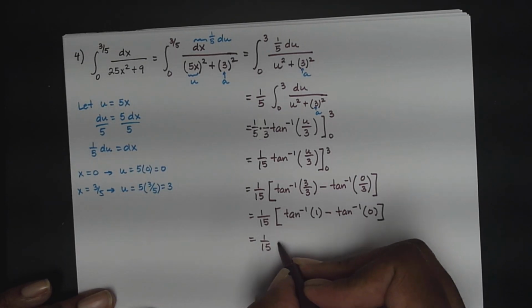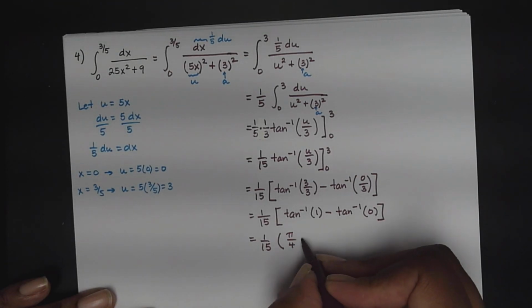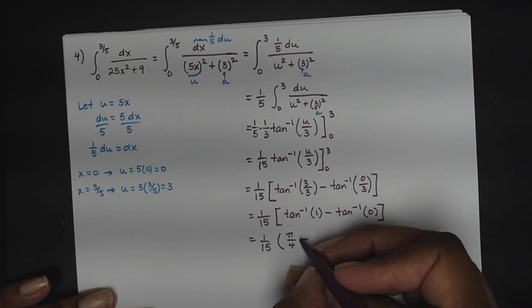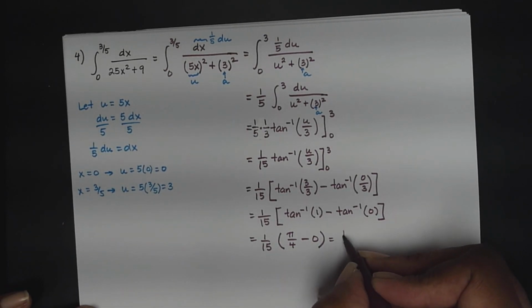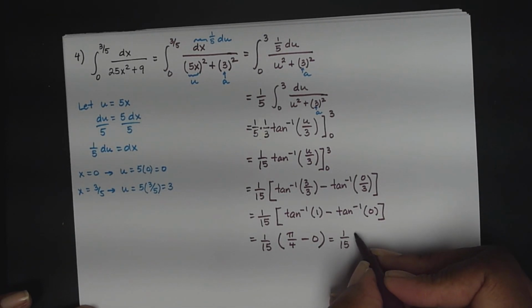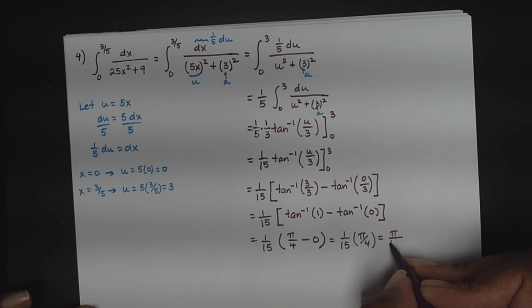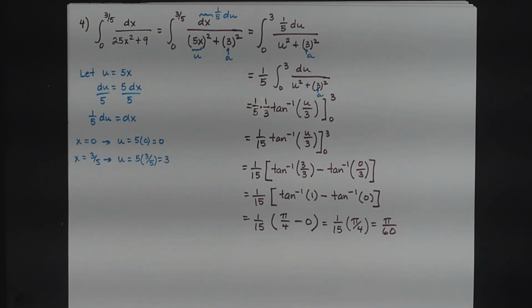So let me bring down the 1/15. So the inverse tangent of 1 will have to be pi over 4 minus the inverse tangent of 0. That means tangent of what angle will give me 0? That's 0. And then we'll do this. Pi fourths minus 0 will be pi fourths. And then multiply 1/15 times pi over 4, you'll get pi over 60 as the final answer. So that means here the integral from 0 to 3/5 of dx divided by 25x squared plus 9 would be pi over 60.